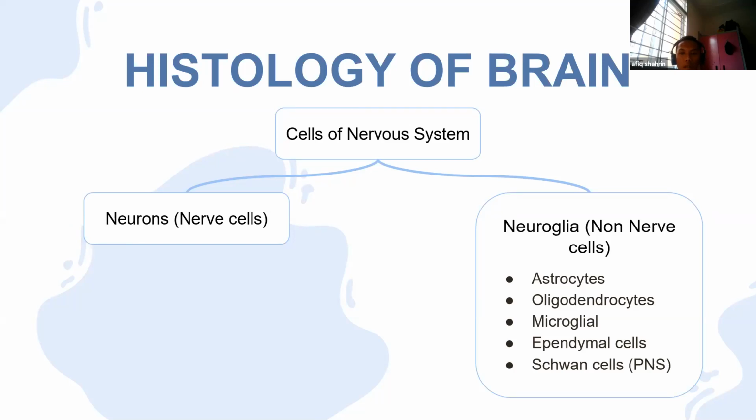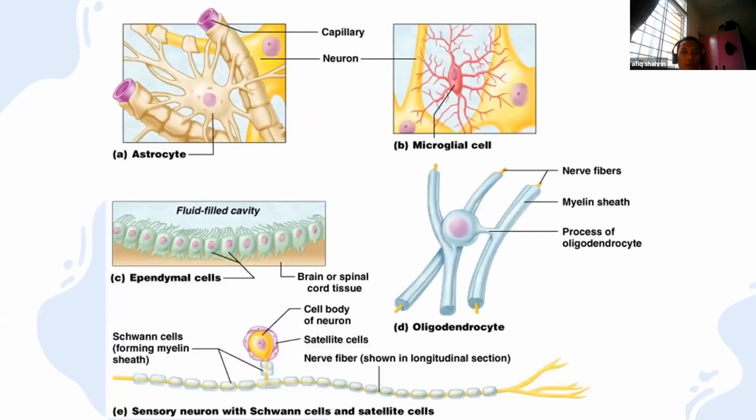For example, next, astrocytes form the blood-brain barrier. So this is a picture of an astrocyte. And then oligodendrocytes work in myelination of axons, microglia as a defense system, and also ependymal cells as the lining of the ventricles and also the spinal cord.